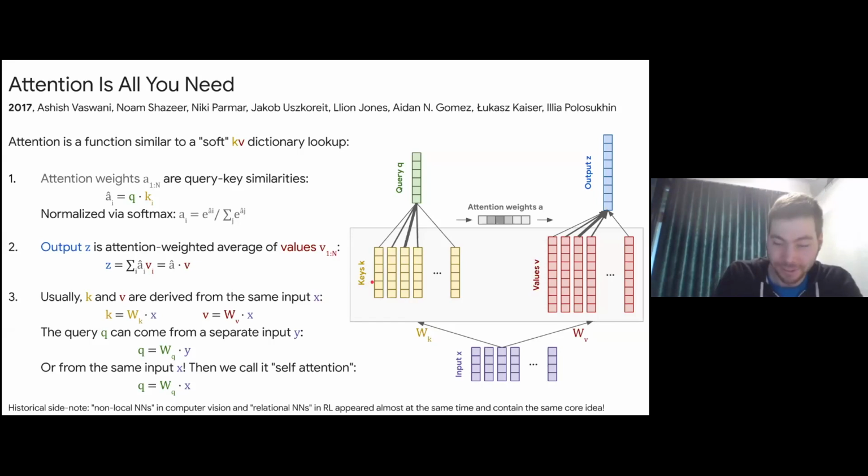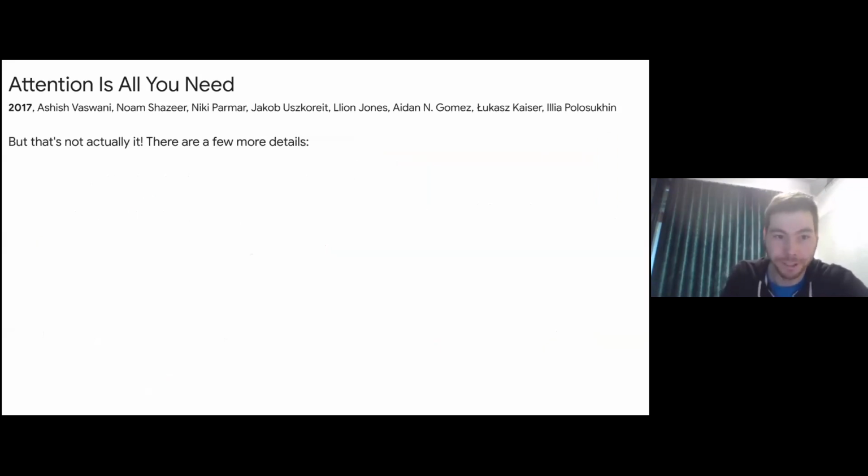All right, so when I said this is the attention mechanism, I kind of lied a little bit. There are a few more things to it that I will mention now, and then we will have the full attention mechanism as used everywhere.